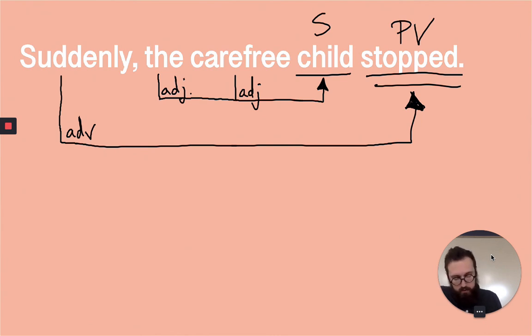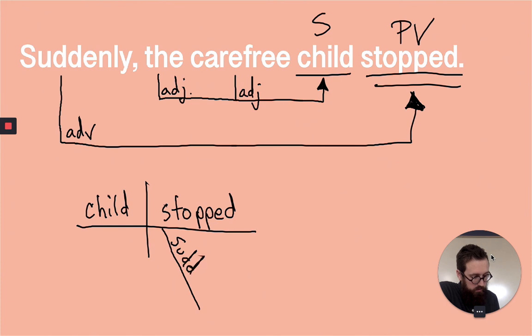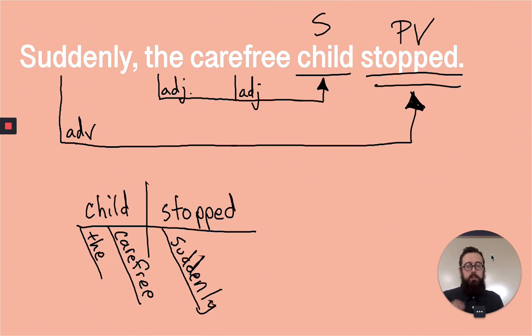All right, let's go ahead and diagram this sentence. Child is my subject. The child stopped. Then I can go through and do my modifiers. Suddenly goes to stopped. I'm going to make sure to capitalize it because it's the beginning of my sentence. And then which child? It's the child. What kind of child? It's a carefree child. Awesome. All right, so that is analyzed and diagrammed.